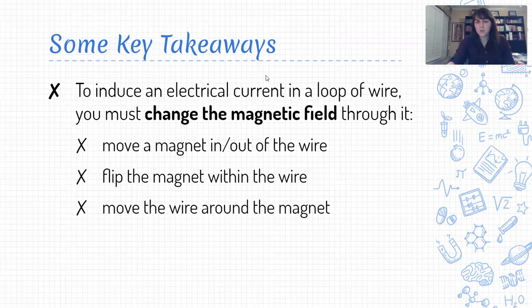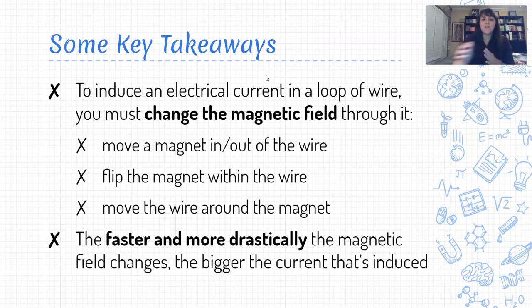Or this wasn't really an option in the simulation, but it stands to reason that instead of moving the magnet, we could just move the wire around the magnet, and that would have the same overall effect. But the key idea is that the field has to keep changing. We have to keep moving the magnet, moving the wire, switching things around. As soon as things stop moving, the current stops flowing.